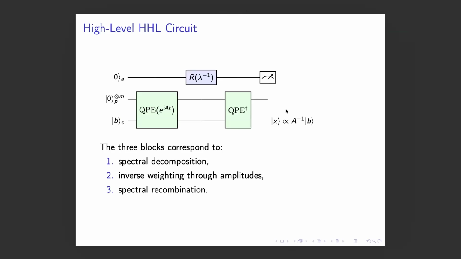So this is basically the circuit. We have the 3 blocks: this is a spectral decomposition, and then we have the inverse weighting through amplitudes, and then we have the spectral recombination here. So these are the 3 blocks which enter the HHL algorithm.